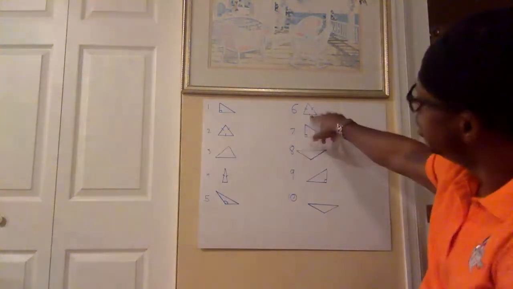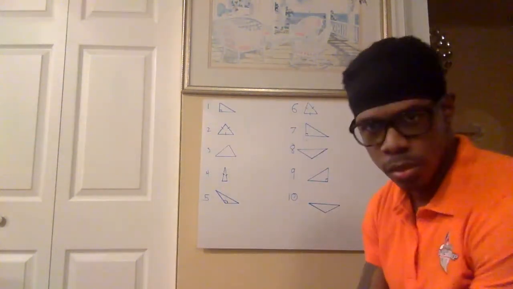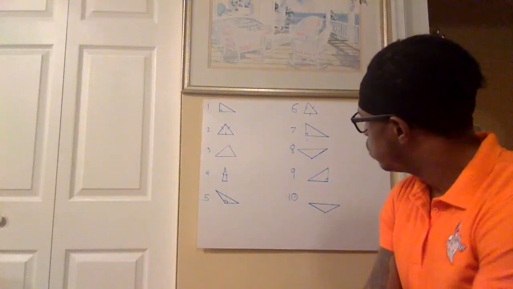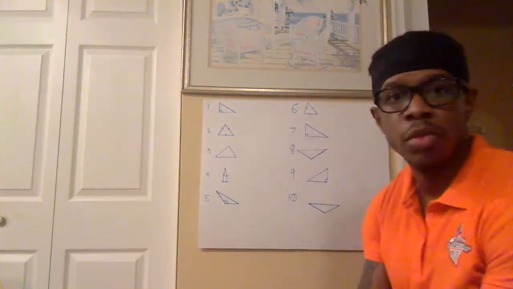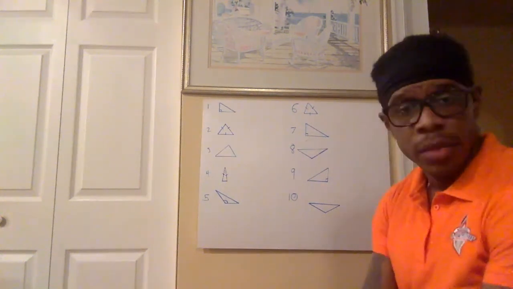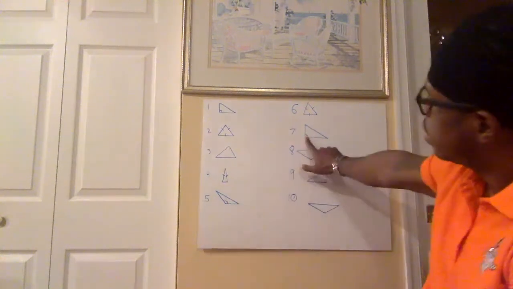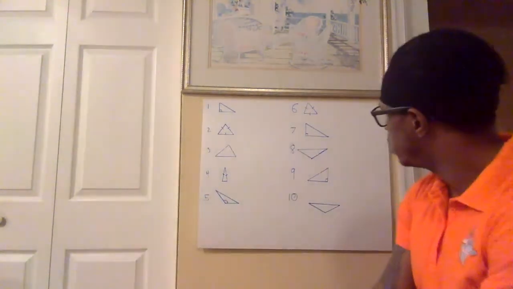Number six, if I were to say it is acute, would I be correct? Yes, I would be. Number seven, if I say number seven is an obtuse triangle, would I be correct? No, I would not be correct. You see that little box there? We know that this is 90 degrees or a right angle. So this is a right angle triangle or a 90 degree triangle.